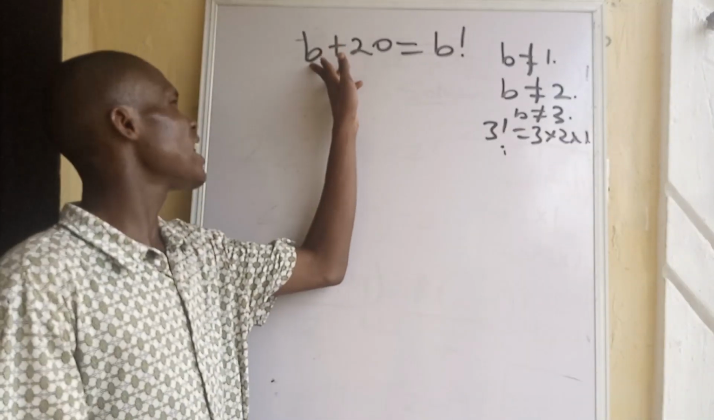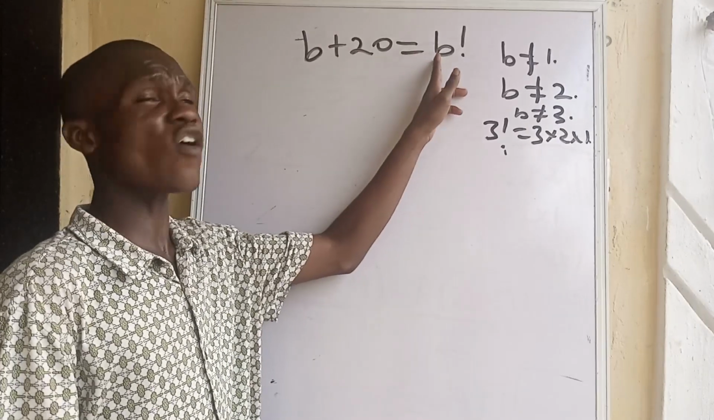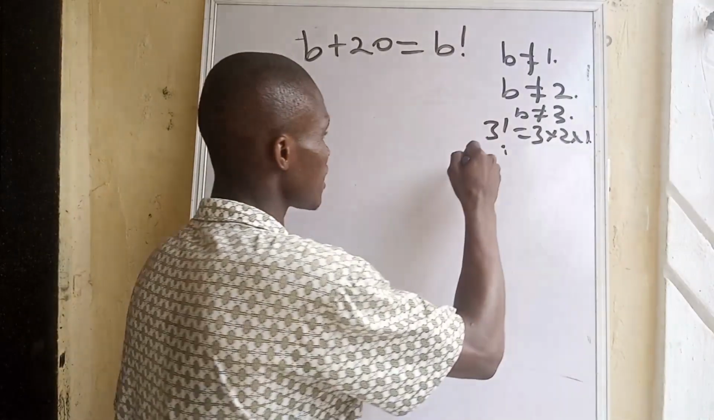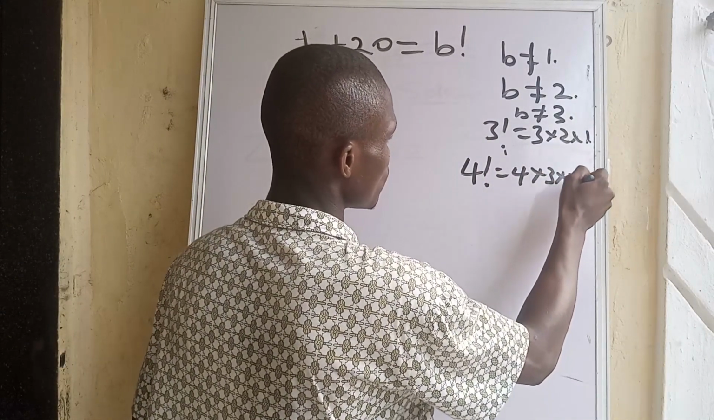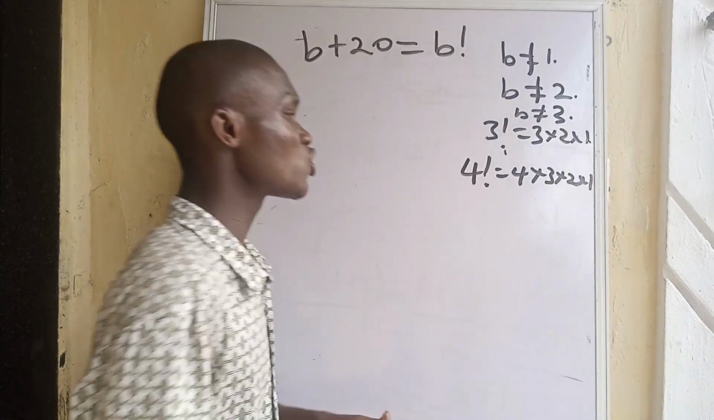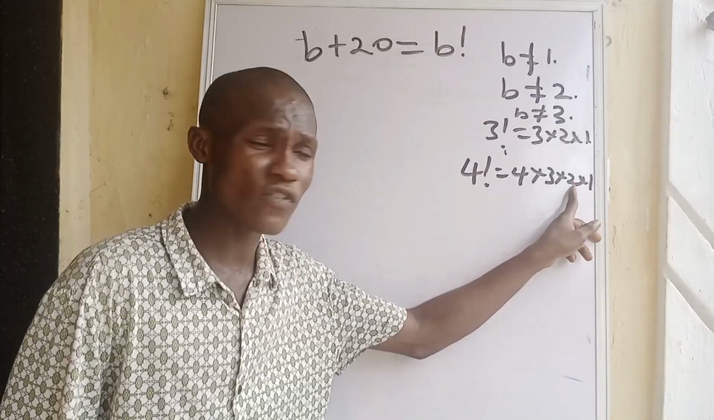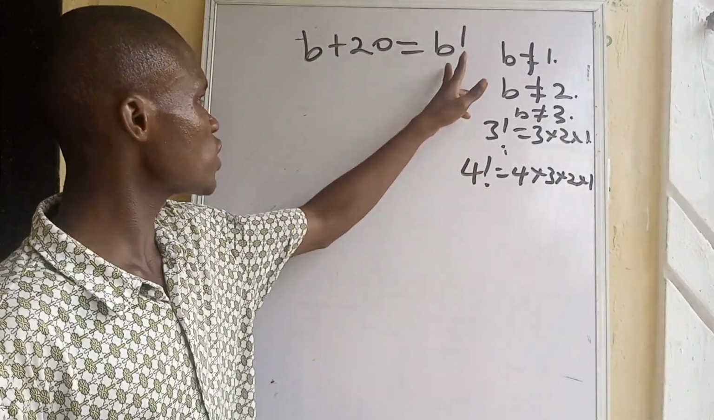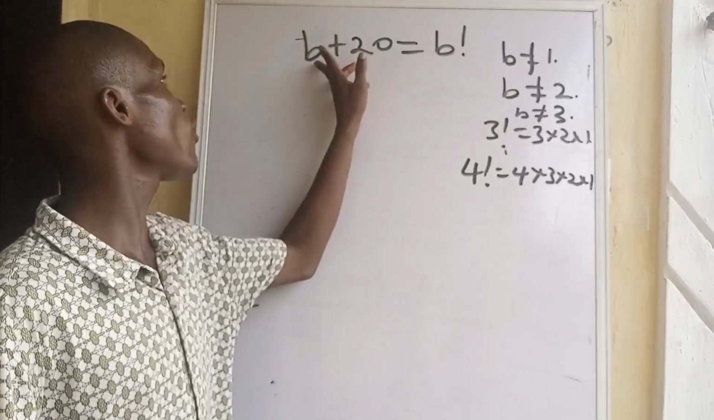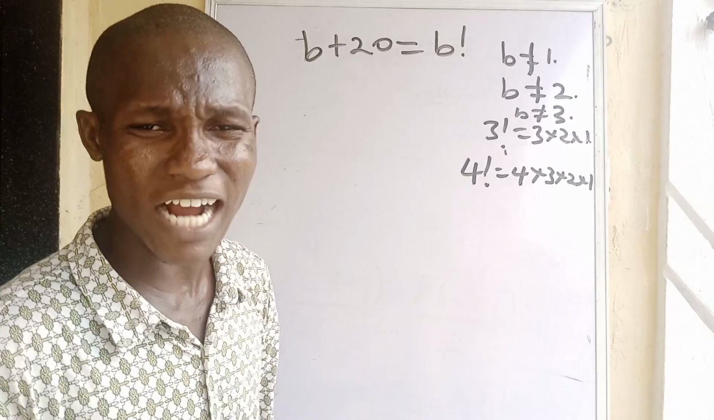If we put 4 here, 4 plus 20 is going to give us what? 24, right? Then if we put 4 factorial, 4 factorial is the same thing as 4 times 3 times 2 times 1. So 4 times 3 is going to give us 12. 12 times 2 is going to give us 24. 24 times 1 is going to give us 24, right? So we are having 24 here, and if we put 4 here, 4 plus 20 is going to give us 24. So 4 actually is going to work.